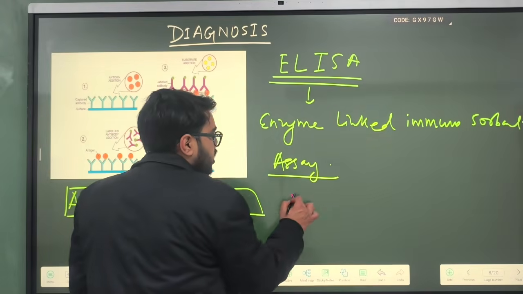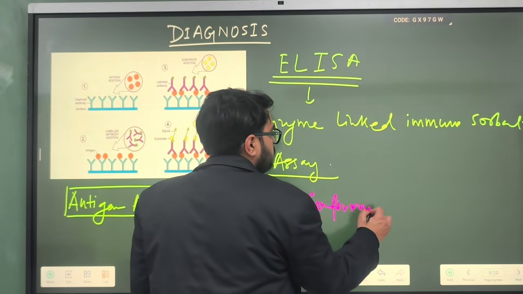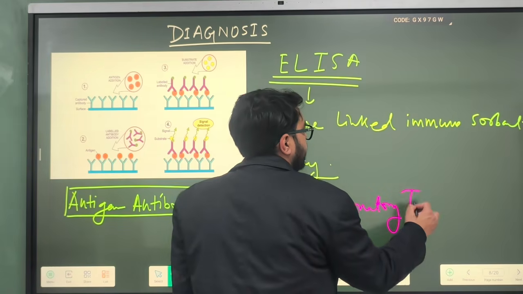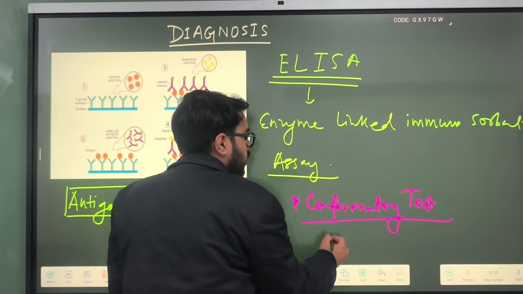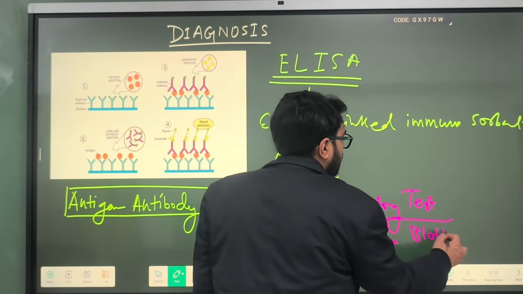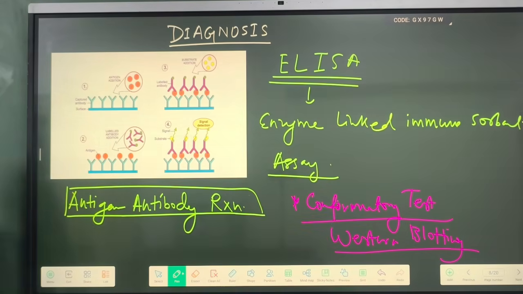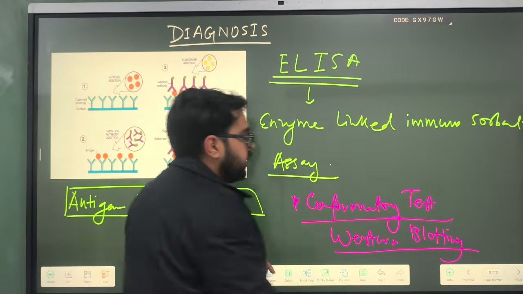There is one confirmatory test, that is Western blotting. Western blotting is considered to be the confirmatory test. So this is all about the diagnosis.